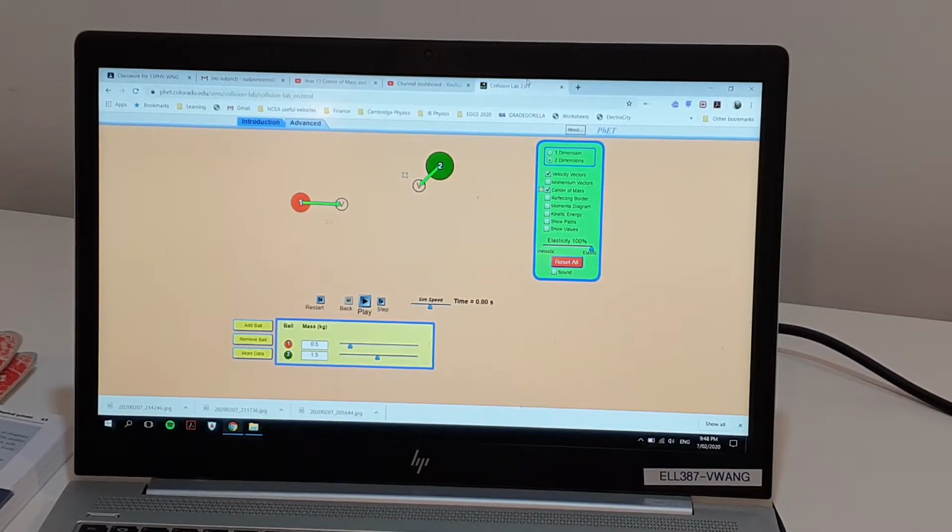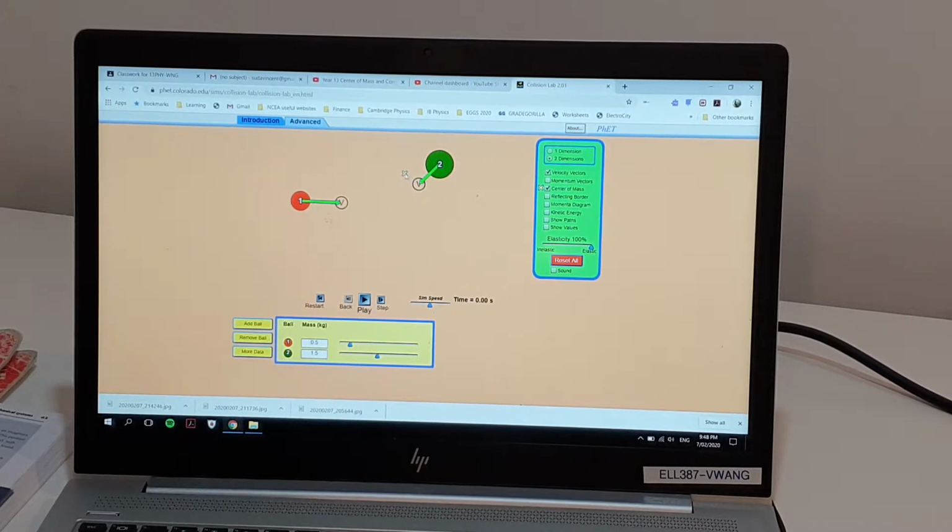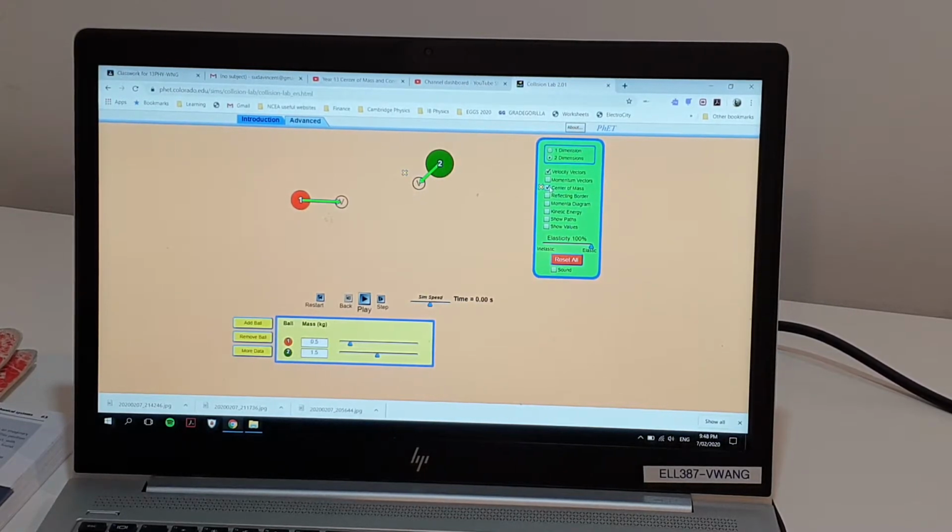Okay, first let's have a look at this simulation over here. We have object 1 and 2. The center of mass has been labeled for you as a cross. You can tick over here if you want the center of mass or not. There are other things you can tick, you can try them.